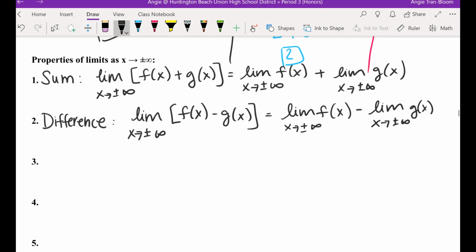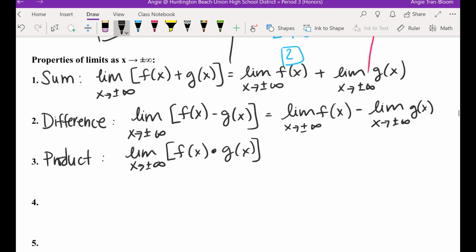And then we have the product, same rules. So if we have two functions multiplying together, like f of x times g of x, I can find them independently and then do what at the end? And multiply. You're right.